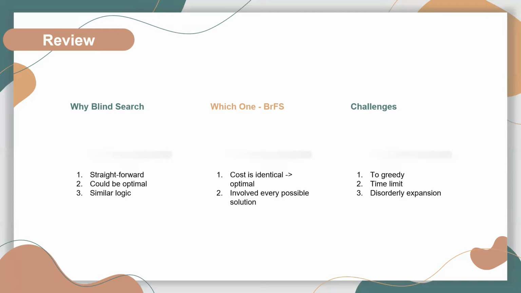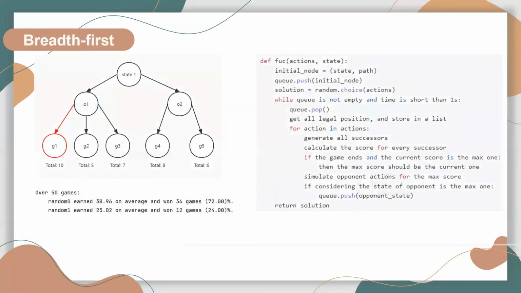Therefore, it could be optimal theoretically, but BFS has its own problem, like the expansion will be huge. Even more, BFS focuses on local rather than systematic. This page shows the process of BFS, pushing the positions and generating every possible solution, calculating the score, and only selecting the max one. Because BFS cannot simulate the selection of the opponent, we could only generate our own local optimal solution based on the opponent's optimal solution.